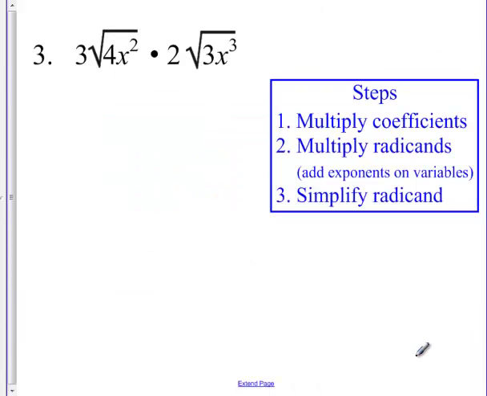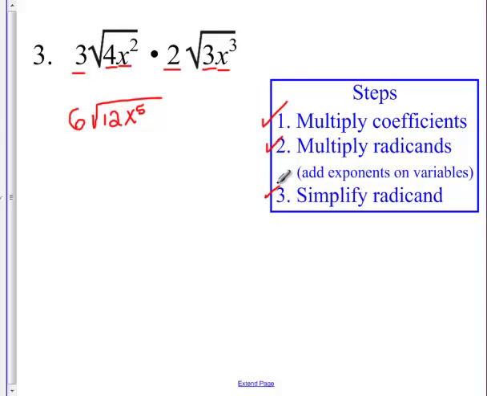All right, so let's look at this problem and see if we can follow our steps. First of all, step 1, multiply coefficients. Okay, so my coefficients are 3 and 2. I'll multiply those together. Multiply the radicals together. 4 times 3 is 12. X squared times x cubed. All right, add exponents on variables, so that would get me x to the 5th.